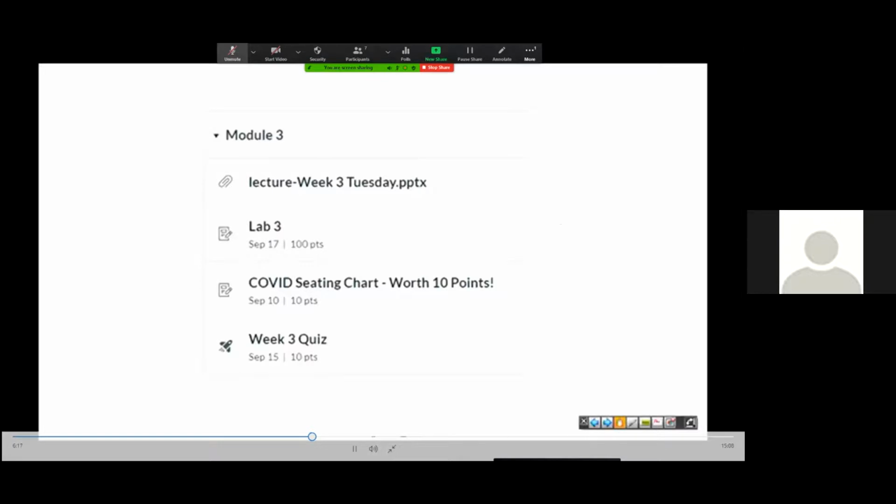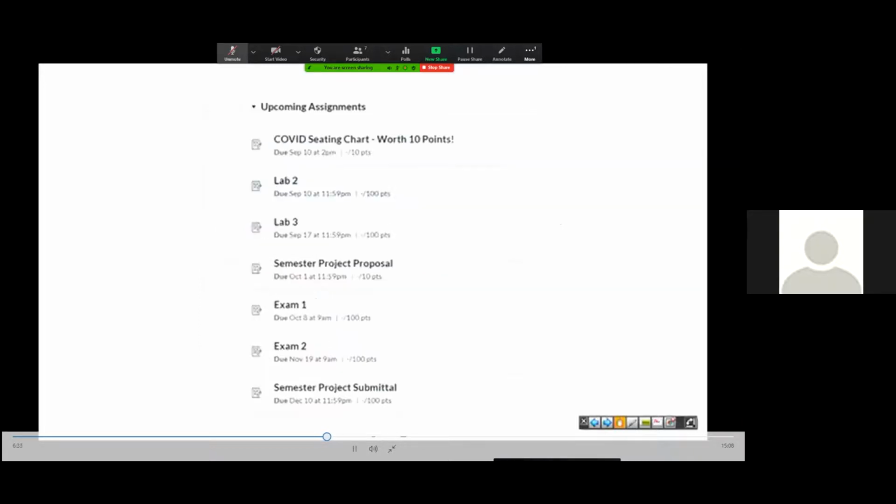So this week you have your COVID seating chart worth 10 points, which is super easy. For those online, all you have to do is put a B in. I'm just trying to account for every student. And then there's a quiz coming up and you have your lab. I did post this lecture as well. If you go into assignments, you can see your upcoming assignments.